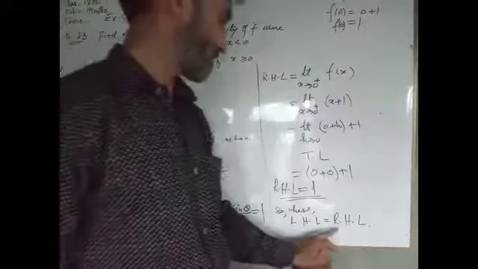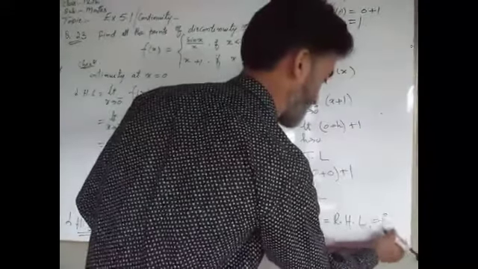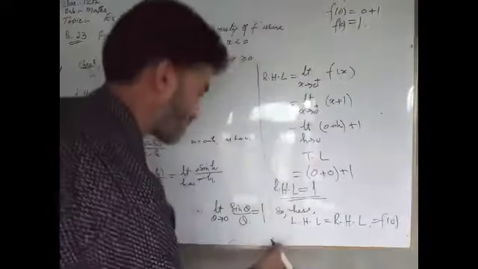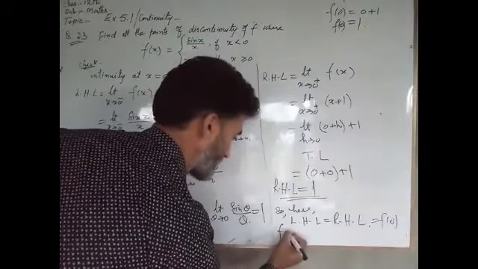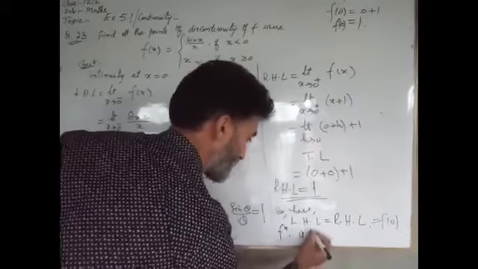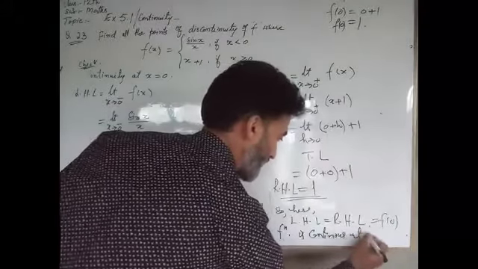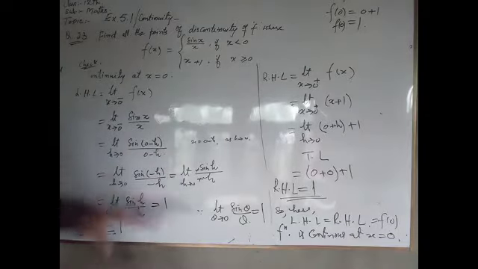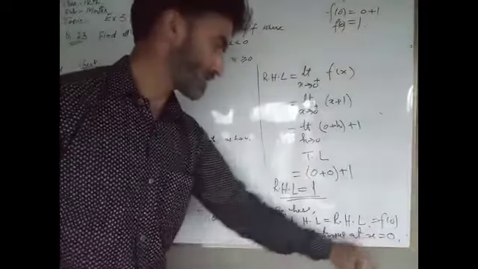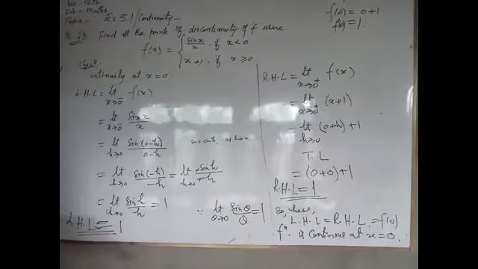So the left hand limit is equal to the right hand limit, which is also equal to f(0). So f is continuous at x equal to 0. So there is no point of discontinuity in this function. The function is continuous at x equal to 0. This was question number 23.